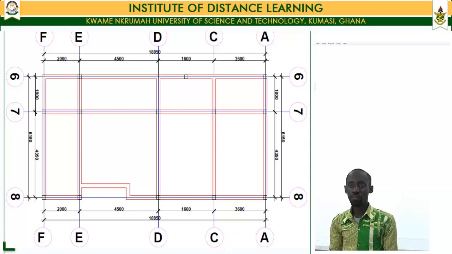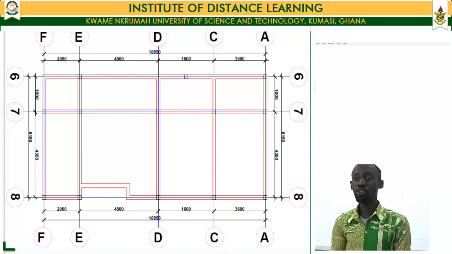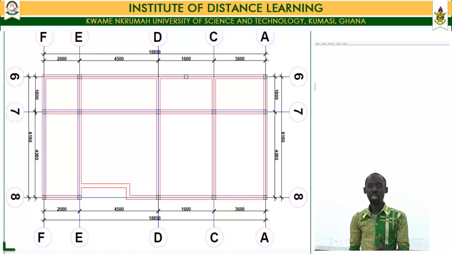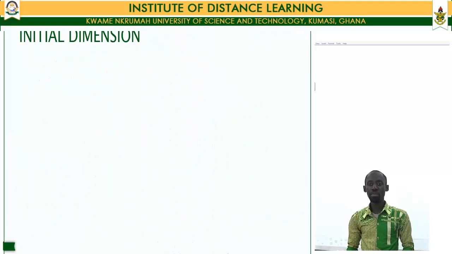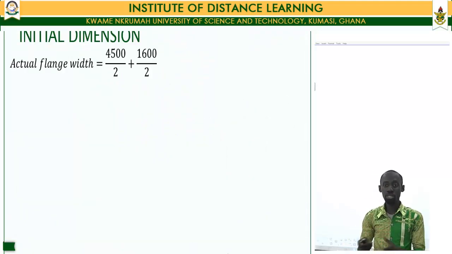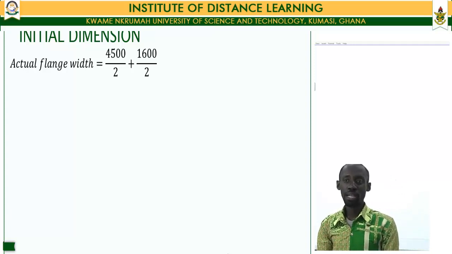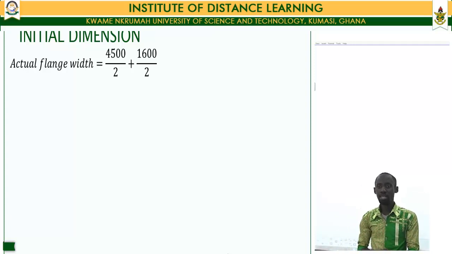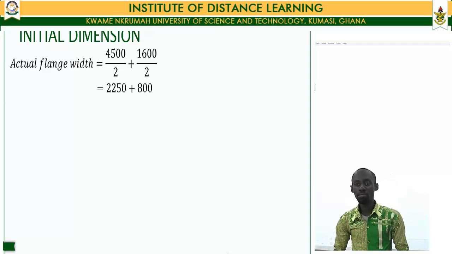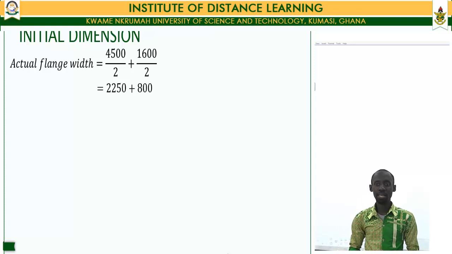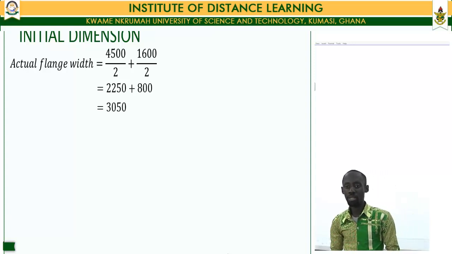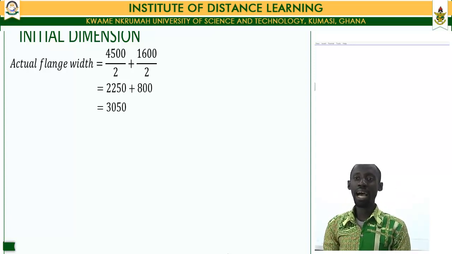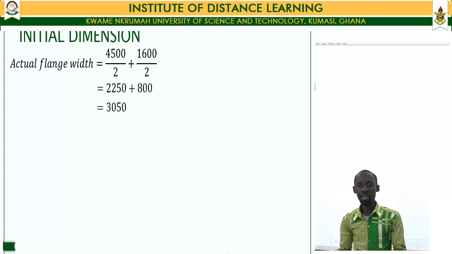So then the actual flange width for our beam on grade line D would be half of the slab between the grade lines C and D and half of the slab between the grade lines D and C. So moving on to determine our actual flange width, the actual flange width therefore becomes 4,500 divided by 2 plus 1,600 divided by 2. This gives us 2,250 plus 800, which ultimately gives us 3,050. So then our actual flange width is 3,050.